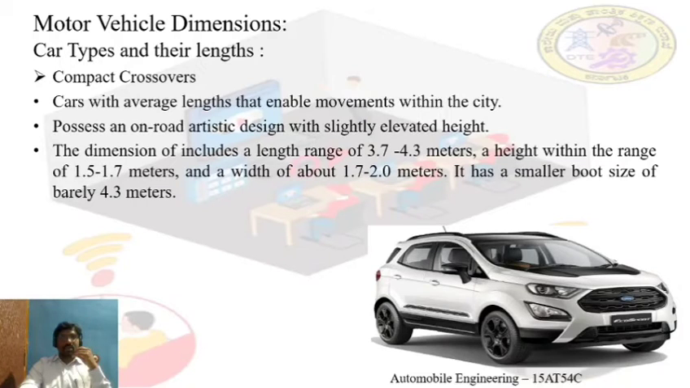If you go through the dimensions of this particular compact crossover, the overall length will be 3.7 to 4.3 meters. The height will be within the range of 1.5 to 1.7 meters. If you look at the width or track width of this particular vehicle, it comes under a range of 1.7 to 2 meters. A small boot space will be given, up to 4.3 meters.